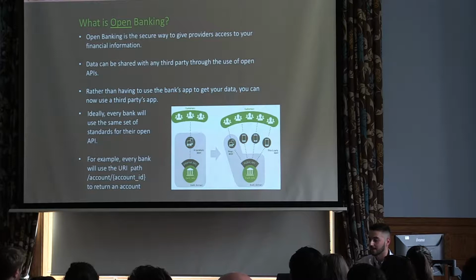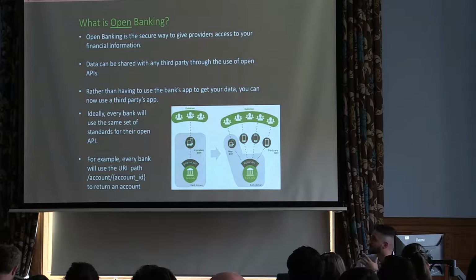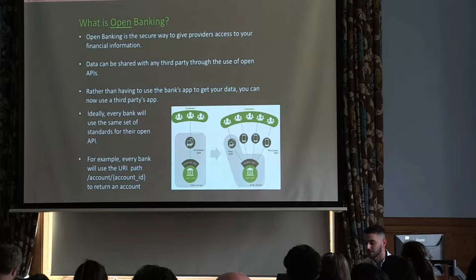So what you end up with is rather than having to use a bank's app to communicate with this API, what you can end up with is a third party's app communicating with that API. So if you see the diagram there, you can see what closed banking looks like, i.e. what we've had up until now, where we've got our proprietary apps communicating with this closed API. And then that's the way we get our data, where if you flip it on its head, you get what's on the right, where you've got all these third-party apps communicating with the public or open API.